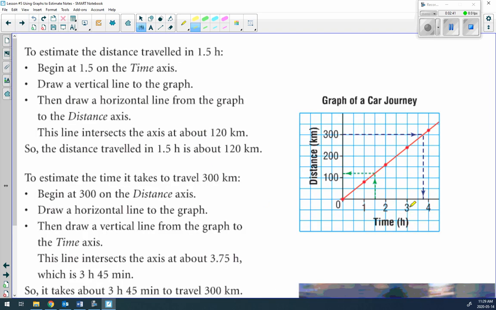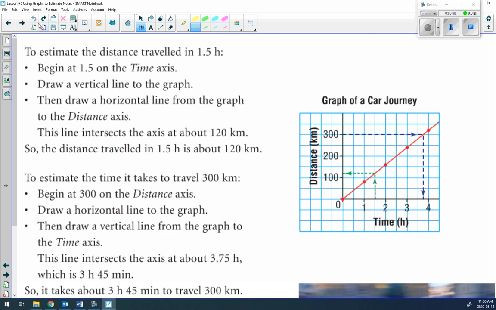So again, wherever it happens to be, say 1.5 hours, bang, you come across here. So that's about 120 kilometers. If you had, how long does it take to travel 300? You go 300 across, come down. Yeah, it's 3.75 hours, 3 hours 45 minutes, whatever you want. But if you look at that, all the information is within the graph. So it's interpolation, right? That's just a visual image. Okay, now go to the next page.